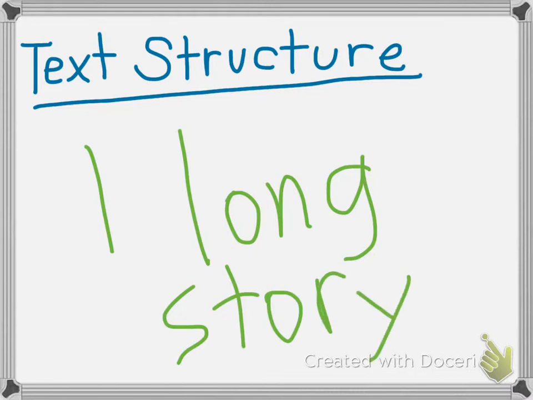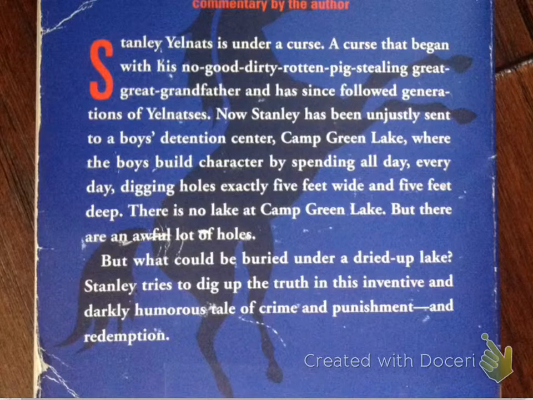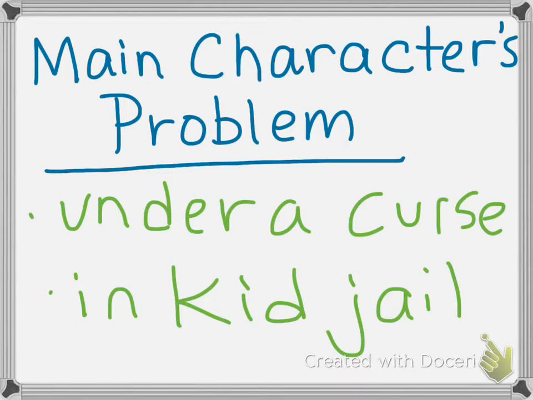Alright, let's think about the next thing. Main character's problem. Our main character, I know, is Stanley. Now let me look back at the blurb to figure out what his problem is. It says that he is under a curse, so there's one problem. And then another one is he's unjustly sent to a boys' detention center. So I can tell what his problem is going to be. He's in kind of like kid jail. So I could write down that the main character's problem is he's under a curse and he's in a kid jail.